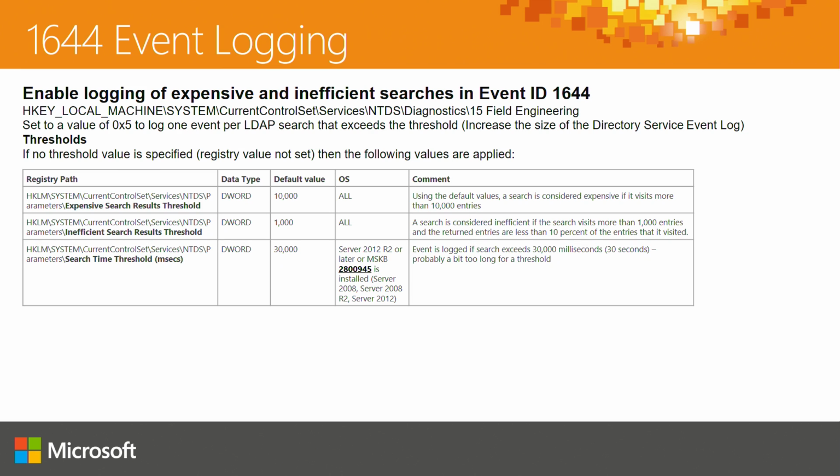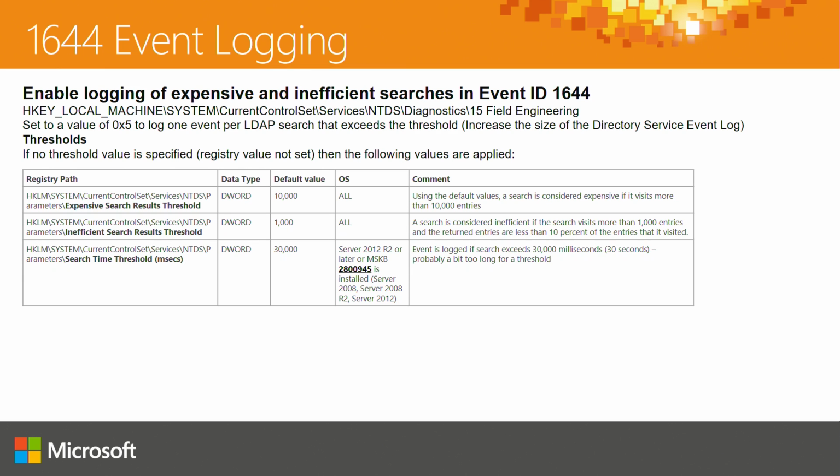Those are our defaults. You don't have to add these other keys. We have internal defaults for each of them. Our default is if we searched more than 10,000, we'll log an event. And that's for expensive searches and inefficient search results, essentially if we have 10% visited versus return rate. If I visited 10,000 objects and I only returned 1, then I log an event.